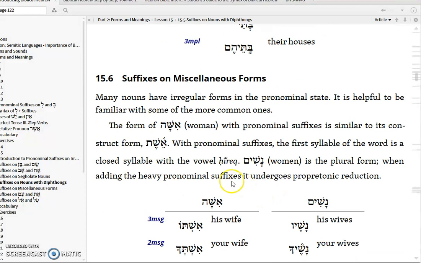A little bit on some other words. A real common word is isha, woman.